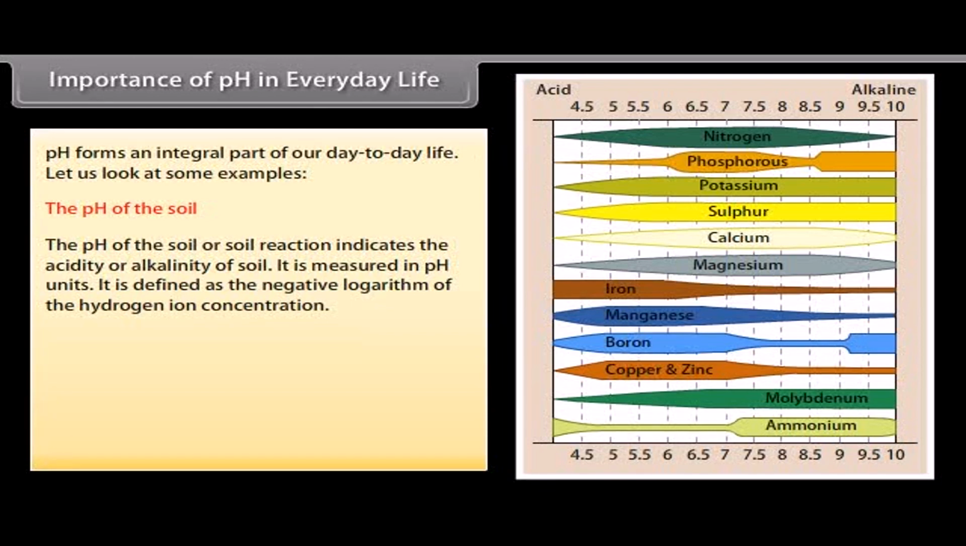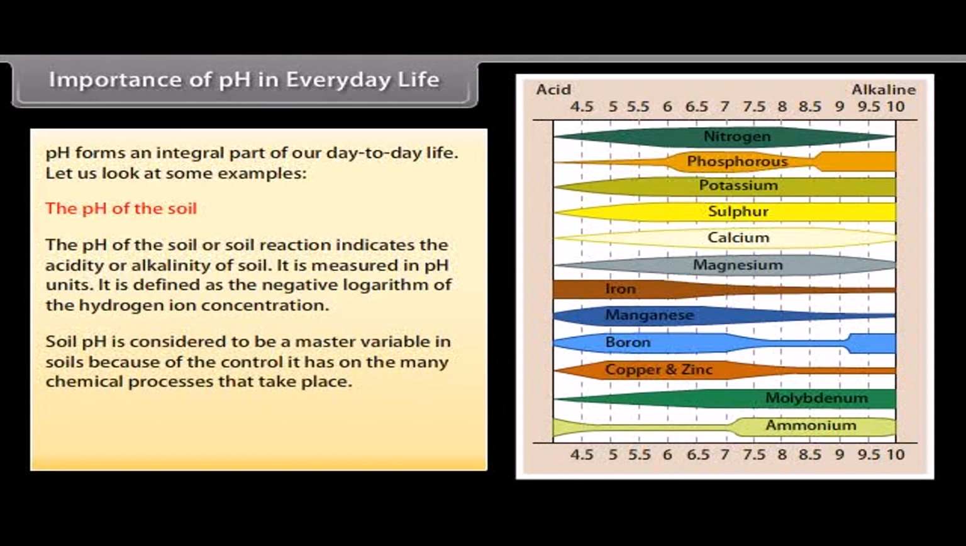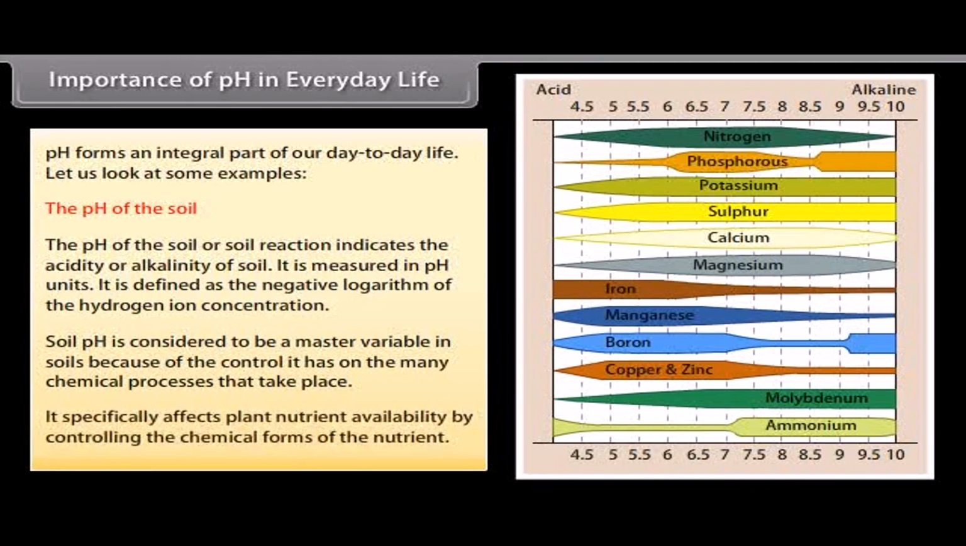With the increase in the amount of hydrogen ions in the soil, pH decreases, leading to it being more acidic. Soil pH is considered to be a master variable in soils because of the control it has on the many chemical processes that take place. It specifically affects plant nutrient availability by controlling the chemical forms of the nutrient.